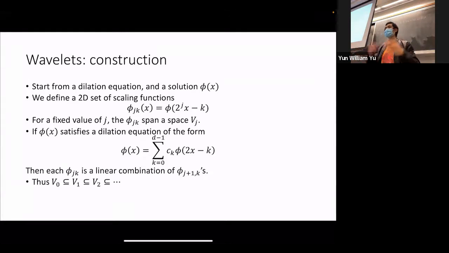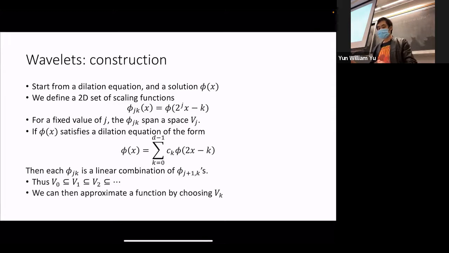So each of these function spaces is contained in the next. If you want to approximate a function, you can, like with Fourier components, just cut them off. You can have a filter for the high frequency components. You can filter out the wavelets by just choosing a particular scale level that you want to approximate your function to, and then using that set as the basis for approximating your function.